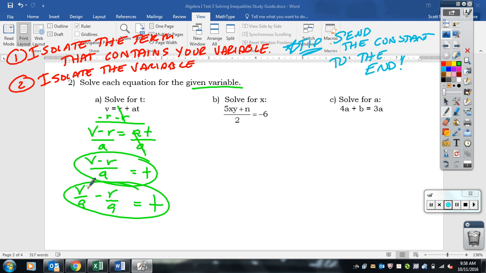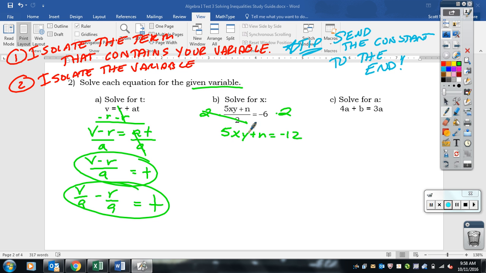B, solve for x. This is very similar to the one I talked about above with the toy soldiers. Again, if you follow my tips, isolate the term that contains your variable, you might say these are separate terms. They are not yet separate terms because they're held together by one piece of wood that's gluing them together. I've got to get rid of that glue. So how do I get rid of that? Well, again, I'm going to multiply by 2. That'll get rid of that. I have 5xy plus n equals negative 6 times 2, which is negative 12.